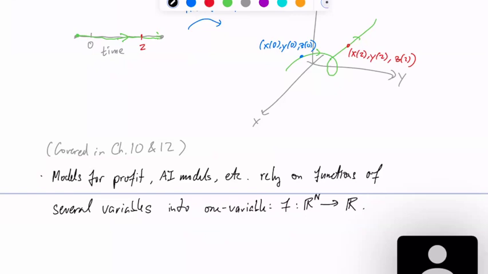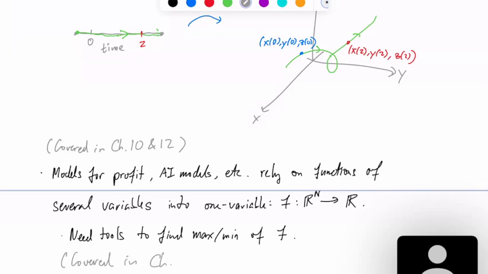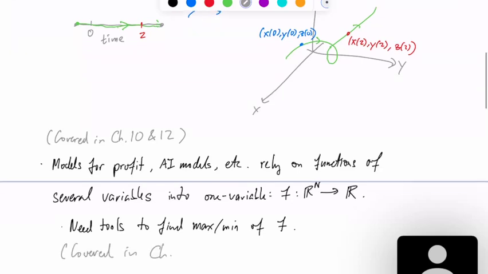And we know in one variable, you know how to do this by taking derivatives. Well, in this case, it turns out that there are many derivatives you could take. So one thing we're going to learn is the various derivative quantities we could take, and how this all works out. So we need tools to find max and min of f. This is covered in chapter 14.